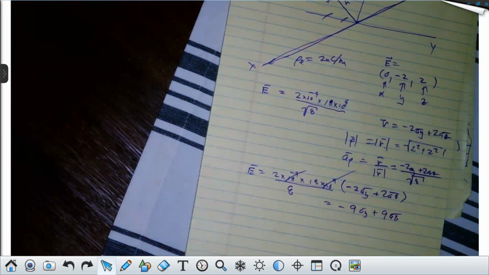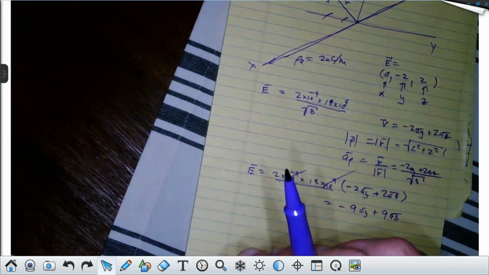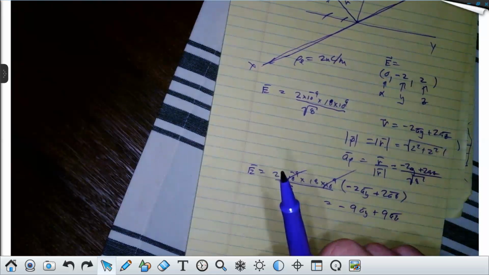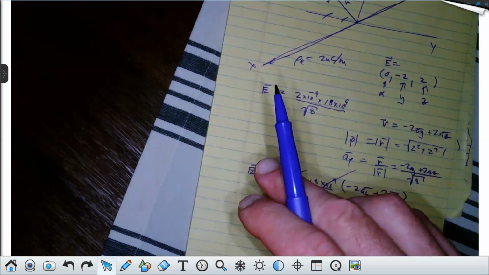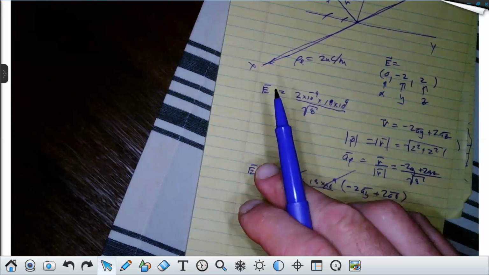Trying to not make it too simple, but that's how you calculate the electric field there. It has both a Y and a Z component, but it has no X. And when you have an infinite line of charge, the electric field will never have a component in the direction of the line. If it's in the X-axis, the E field will never have an X component. Got it?